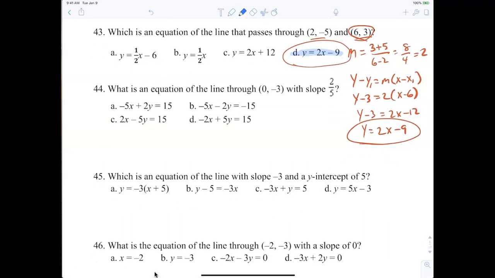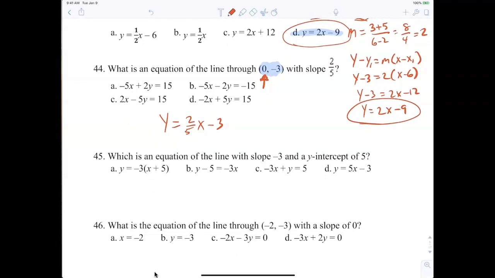Now on 44, this one's really nice because I want you to remember this is the y-intercept. How do I know it's the y-intercept? Because the x-coordinate is 0. So I could just write this as y equals 2/5 x minus 3. But this is the one they want in standard form, it looks like. If they want it in standard form, I feel like the only possible answer is C. But let's just verify that.